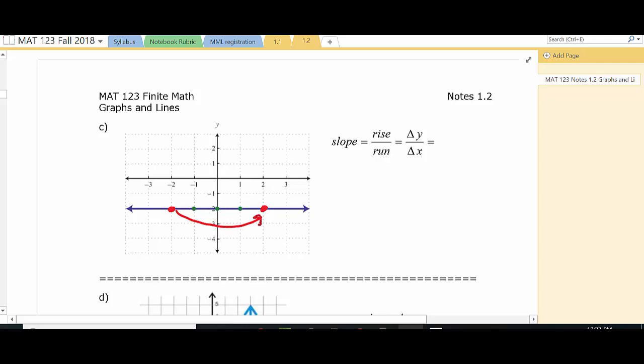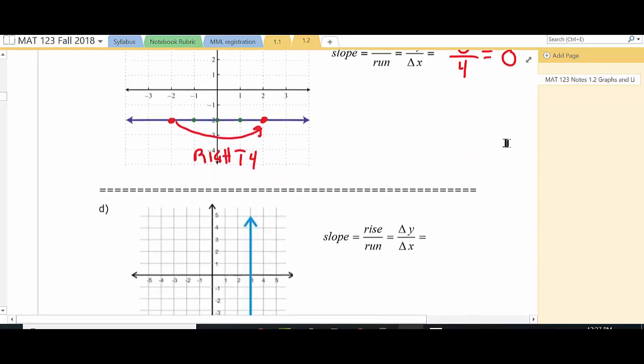It looks like on that you would go to the right, it looks like 4. Okay, so that means the run is going to be 4. What's the rise? 0. Okay, you're not moving up at all. You're not going up and down because you're perfectly level. And then 0 divided by 4 is 0. That's why it's a 0 slope. 0 divided by any number gives 0. Okay, all right. Let's look at the next one.